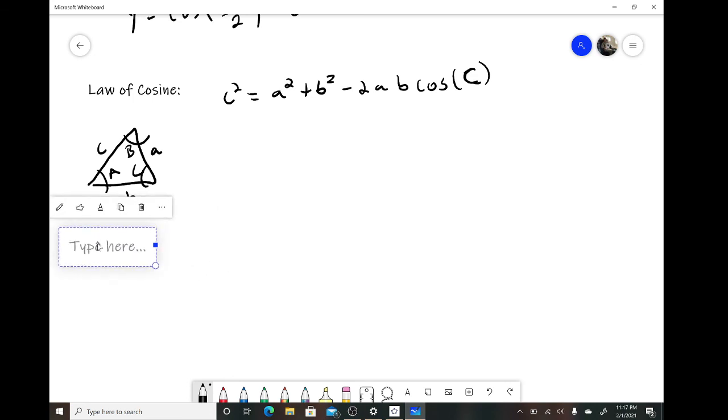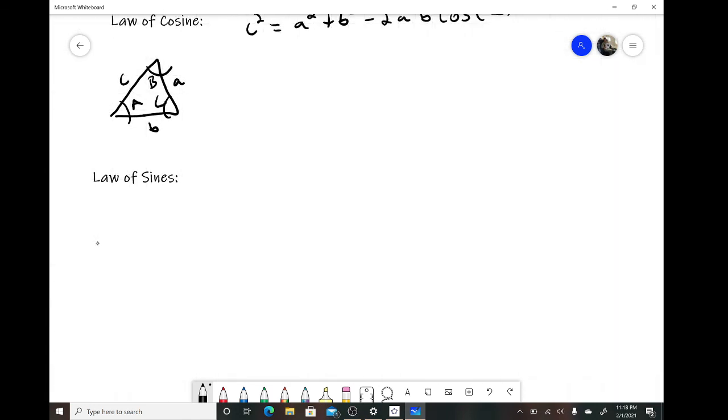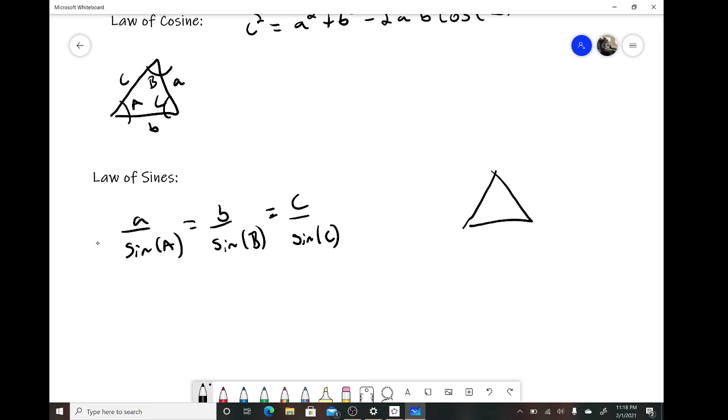Okay, so the law of sines. We have side A over sine A equals B over sine B equals C over sine C. If you're given a triangle, again, not a right triangle, then you have sides A, B, and C. This is angle A, angle C, angle capital B.